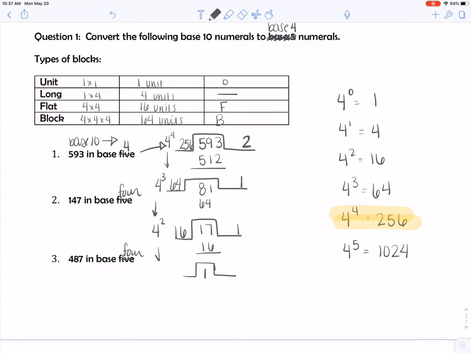So then I'm dropping down 1. I have 4 to the 1, which gives me 4. Well, 4 goes into 1 zero times. 0 times 4 gives me 0. So I still have that 1 left over. 4 to the 0, dropping down 1 exponent each time, is 1. 1 goes into 1 one time, which leaves me with 0.